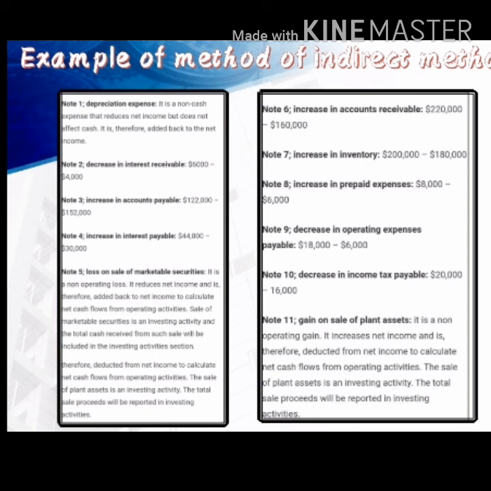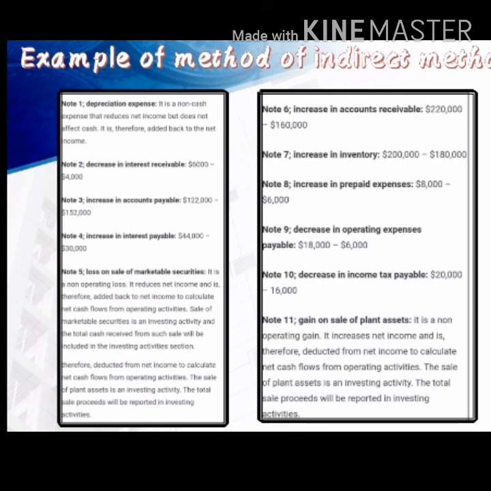Next, number 10, the decrease in income tax payable. Here, the income tax payable is under the current liabilities on the balance sheet of the XYZ company. So here we should calculate the ending balance, which is $20,000, minus the beginning balance of the income tax payable, which is $16,000. So we got the total of the decrease in income tax payable, which is $4,000.